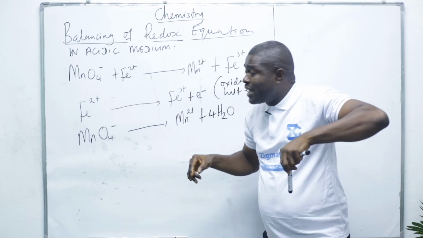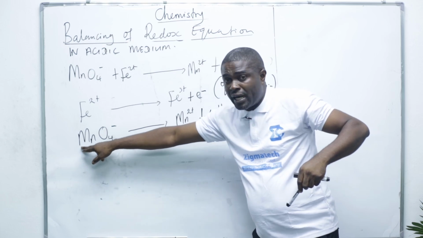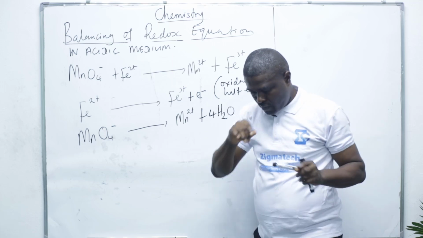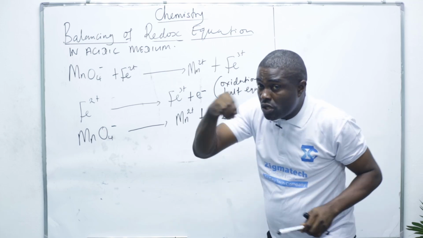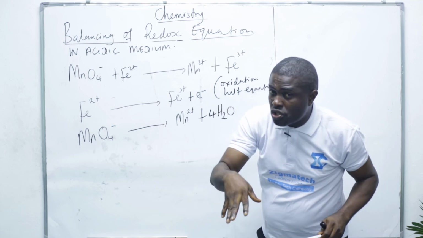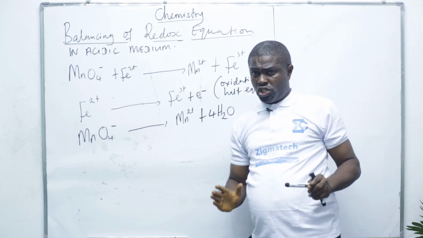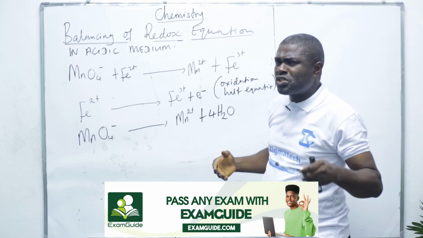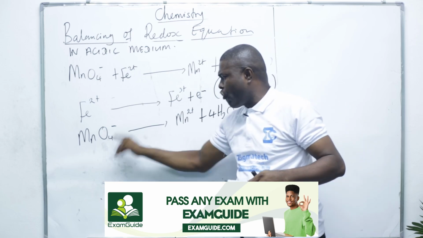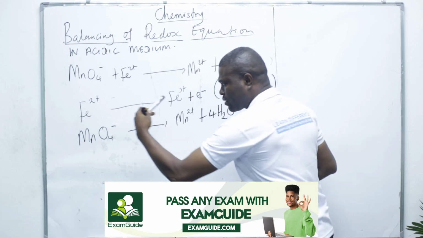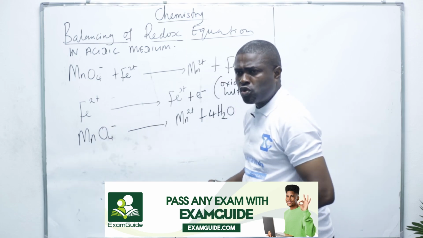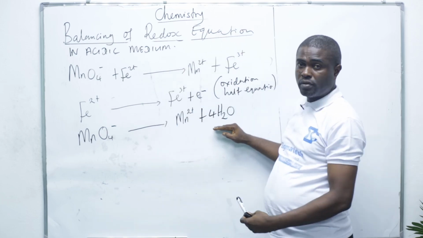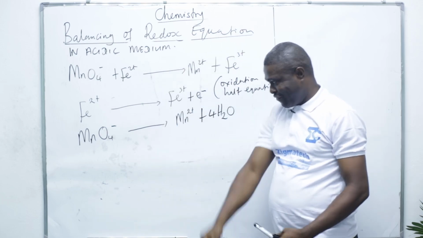When you are done with them, you now balance in terms of charges. That means you shouldn't balance charge when you have taken care of only manganese. You balance manganese in terms of atoms first, then you see oxygen and balance it in the special way. How many atoms of oxygen do you see? 4, at my left-hand side. So I carry 4 molecules of water and put them on the other side, which I have done.